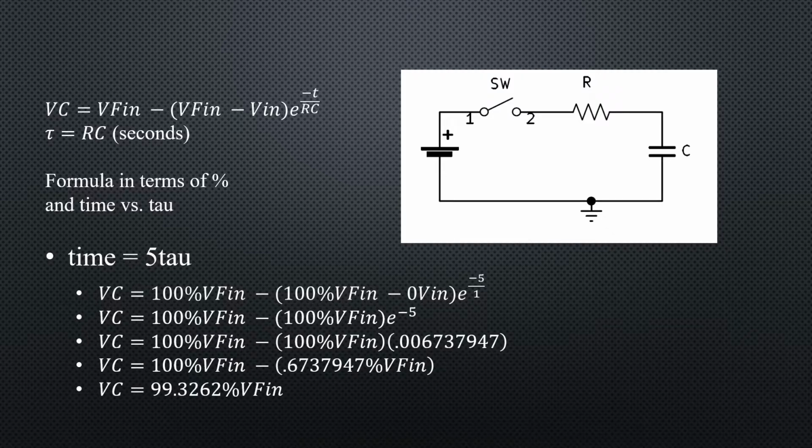And finally, we've got 5 tau. VC equals 99.326% of V final. Now, this is where we say that the capacitor is fully charged. 5 tau equals a fully charged capacitor. And the circuit now could also be said that it's all stable. Everything's stabilized.